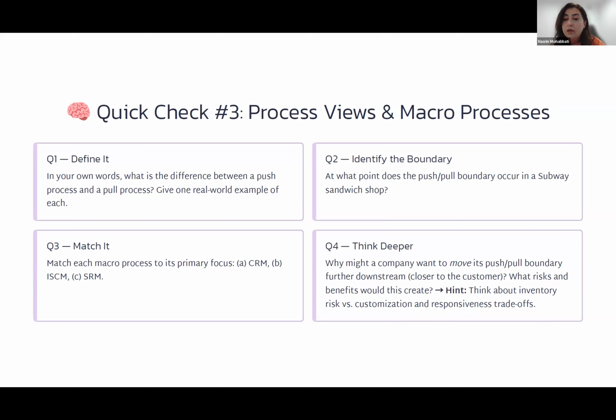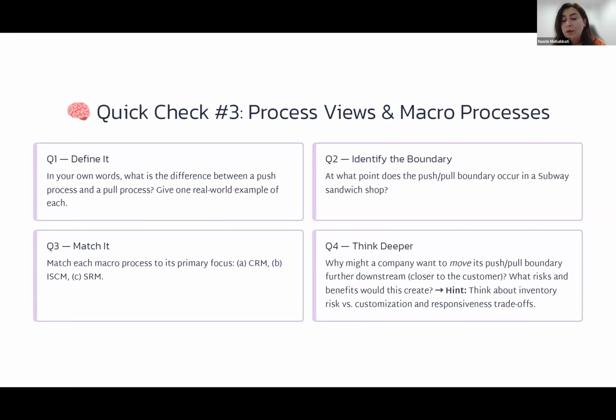businesses have their push-pull processing boundaries closer to the customers, meaning that they do not offer customization, they do not offer many options for the customers. It's just what it is. Customer can walk in and purchase. Why are they doing it? What are some risks and benefits of doing that?